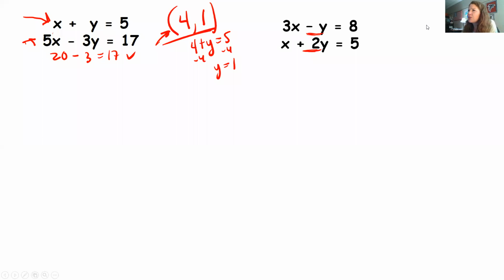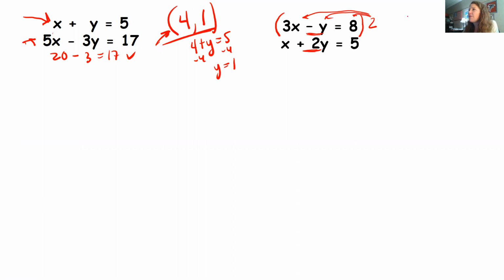All right, so we're going to eliminate our y's by multiplying our top equation by 2, since we already have opposite signs. So we're going to multiply by 2. Make sure you multiply every single term by 2, every single term.